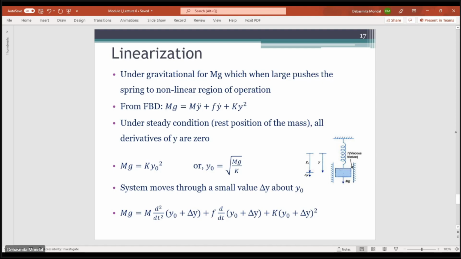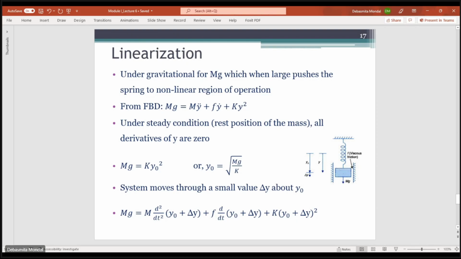mg will be equal to m y double dot plus f y dot plus k y square. So you have a spring, you have a viscous friction which will act as a damper, and then you have the mass, on which you have the gravitational force. So this is your equation.